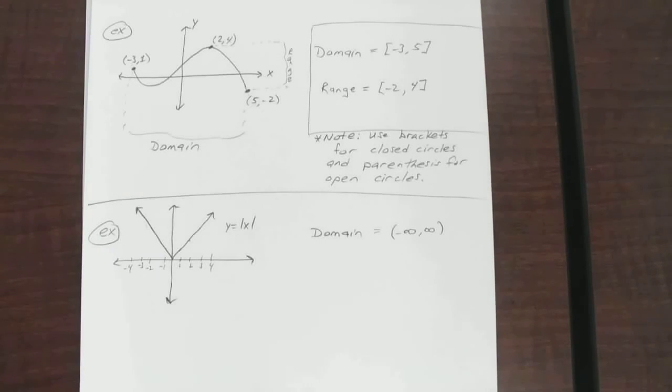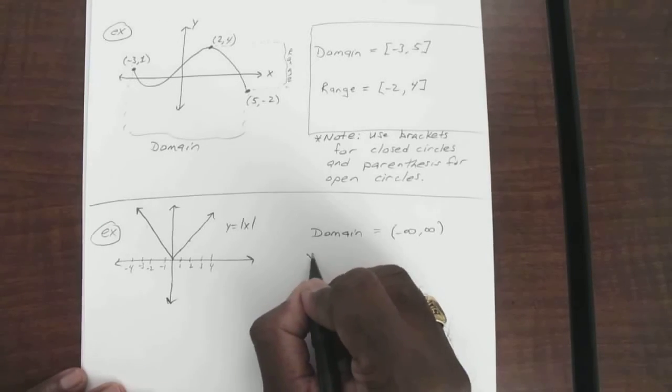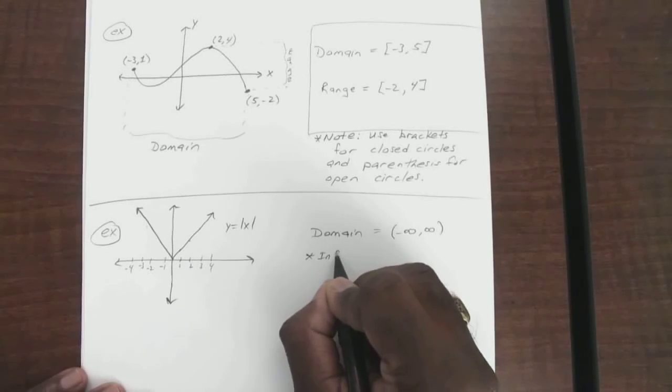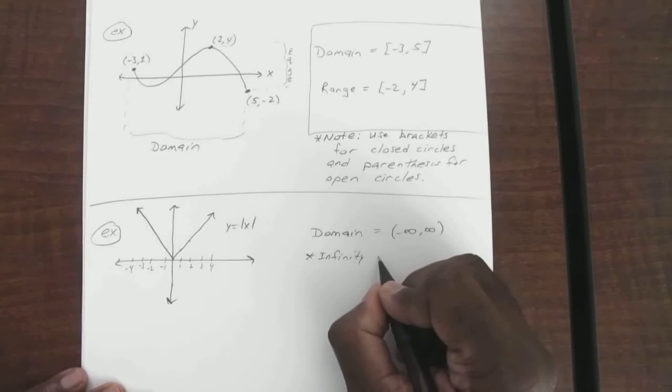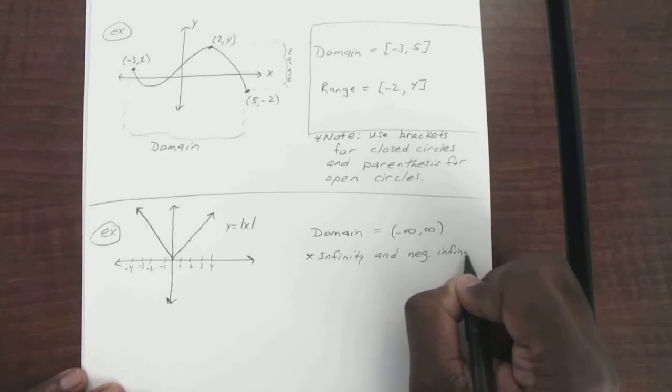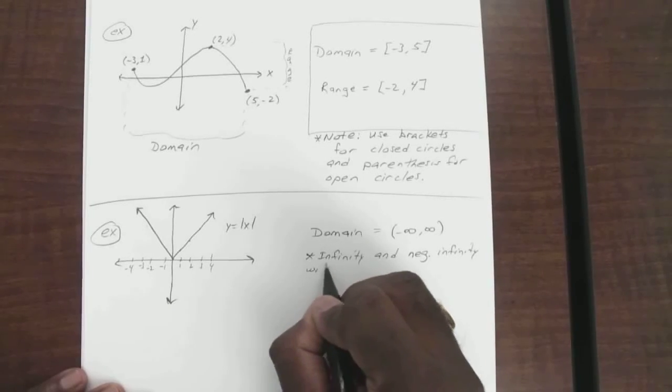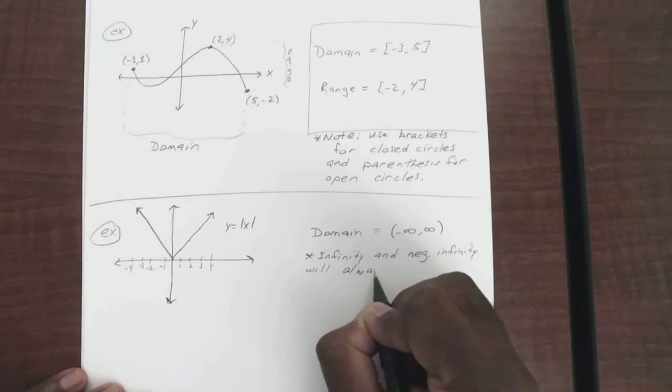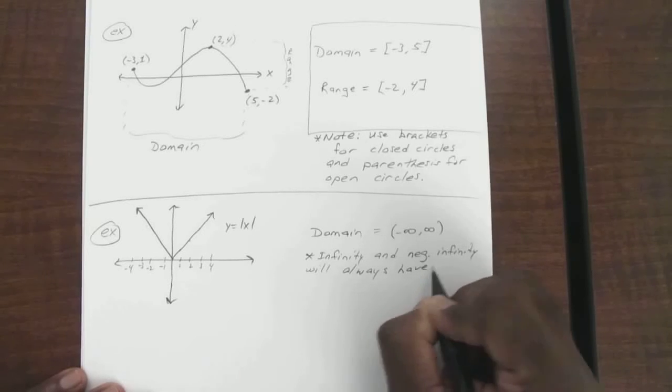Now, -infinity and infinity will always have parentheses. They'll never have a bracket because you will never be able to include them. Remember, the bracket just means that you're including that number. If you have an infinite number, you can't include it because you can always say, well, I'll add one more. And I'll add one more. Yep, so it's always parentheses. So infinity and -infinity will always have parentheses.